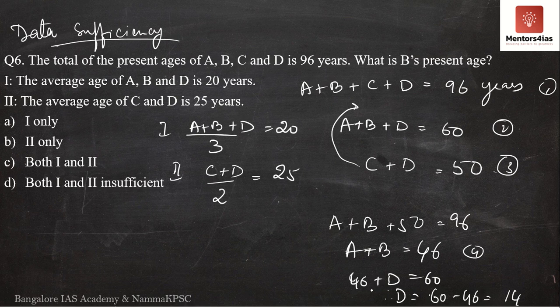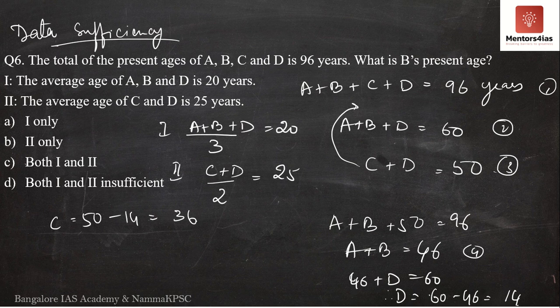Therefore, the age of D is 14 years. If the age of D is 14 years, what is C's age? C is nothing but 50 minus 14. 50 minus 10 is 40, 40 minus 4 is 36. Therefore, the age of C is 36. So we are able to determine the age of C and the age of D.